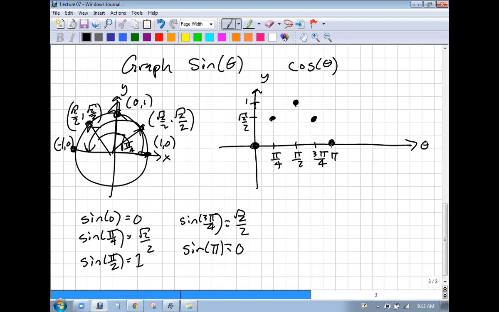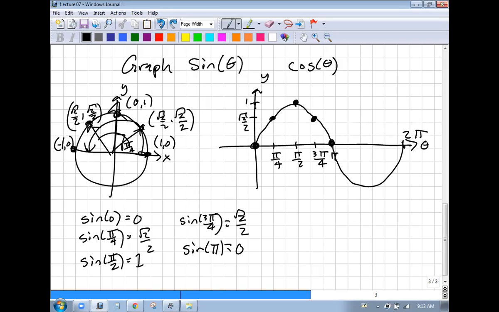Okay. Now, if we keep going, let's draw a picture here. Now let's keep going. We keep plugging numbers in, right? Well, the bottom half of the circle is exactly the same as the top half of the circle, except all the y values are negative, and the sine is the y values. So you're going to get this same picture from 0 to 2 pi, but everything's going to be negative because all the y values down here are negative.